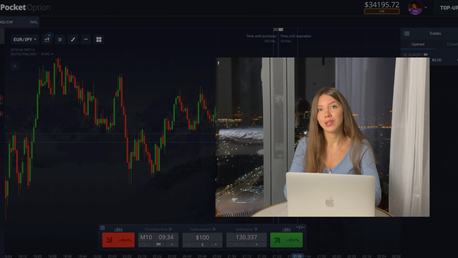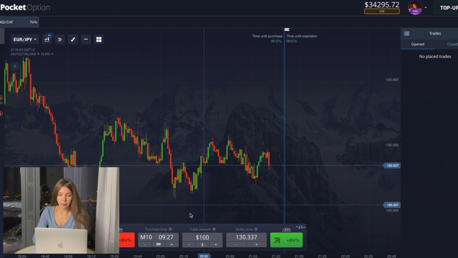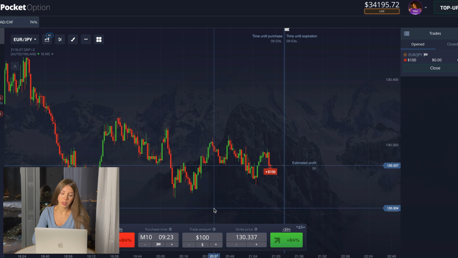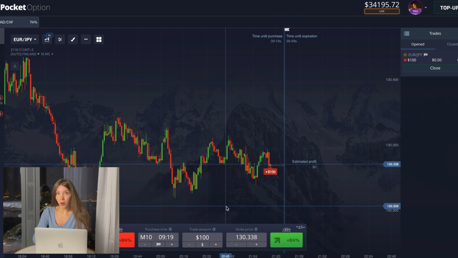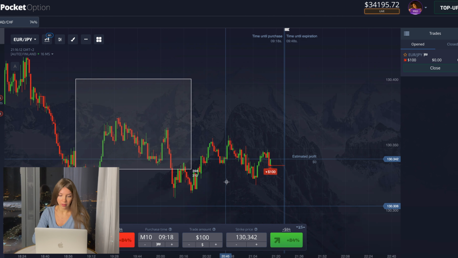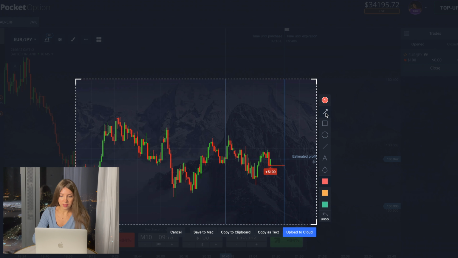So let's take a look at some examples of my trading. So the first currency pair is Euro-Japanese yen. This is a 1 minute time frame and I immediately open a trade with put option for 10 minutes. So let me show you what's going on here. So we are interested in this section.